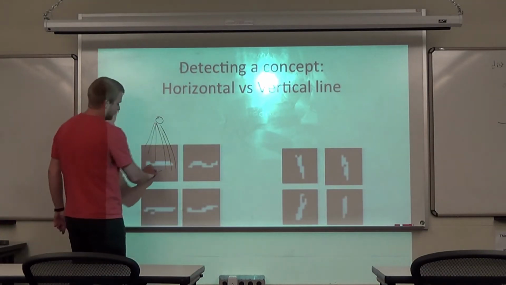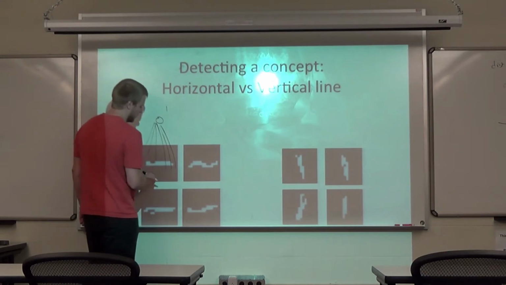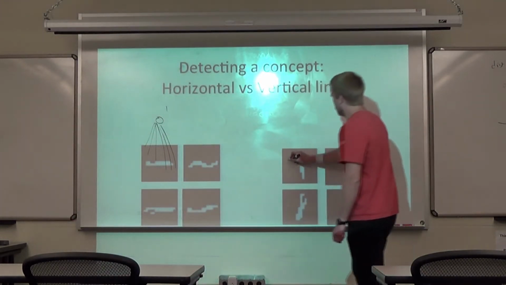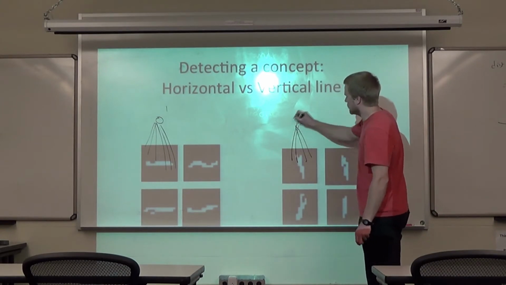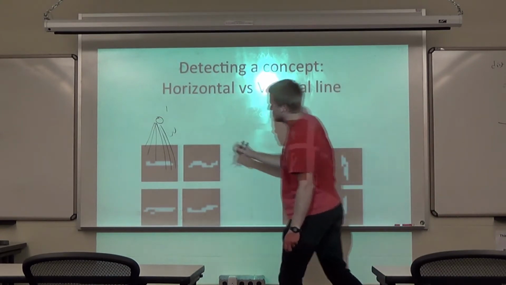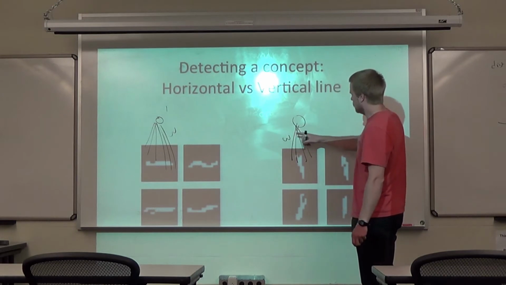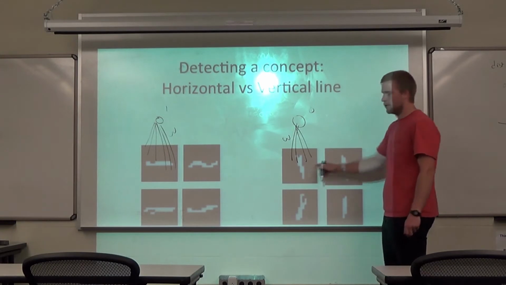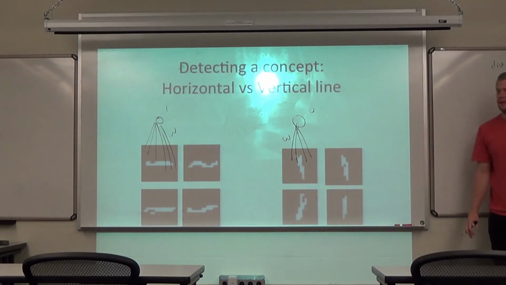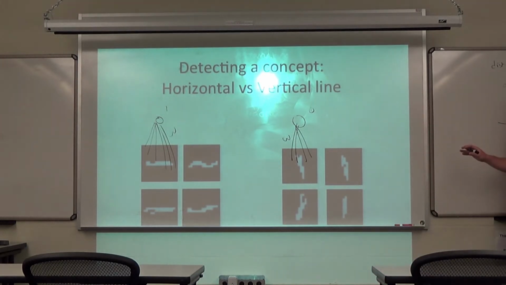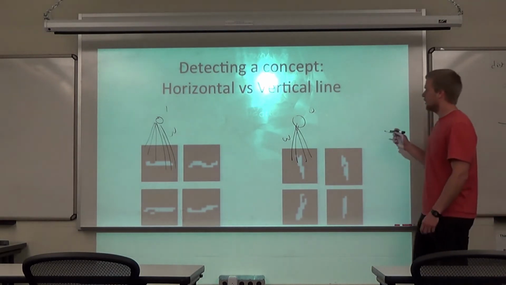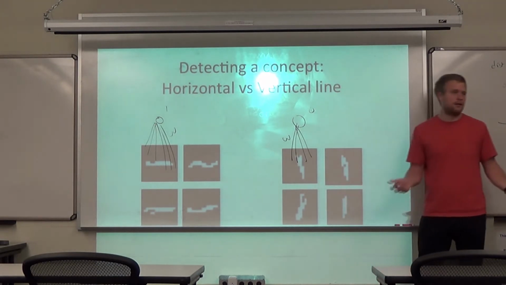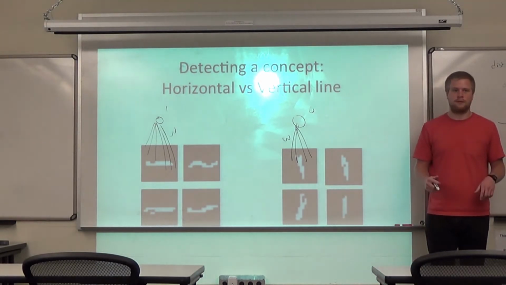All right, so we want this node to be close to 1 if there's a horizontal line, and we want the same network, so the weights here correspond to the same weights here. We want this hidden neuron to be a 0 if it's a vertical line. So in this way, a hidden neuron is basically detecting whether it's a vertical versus horizontal line. Does that make sense?